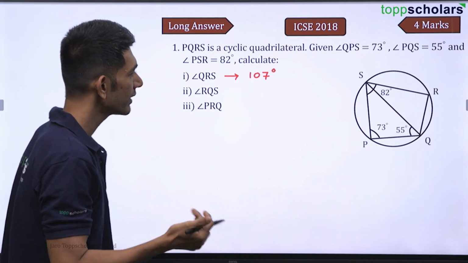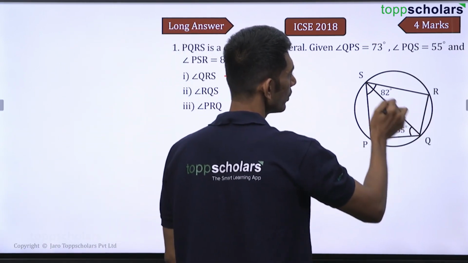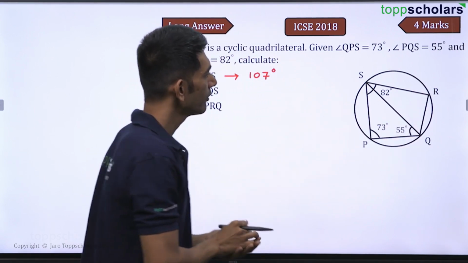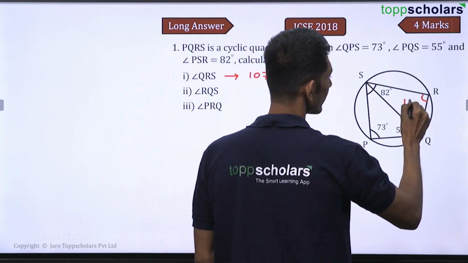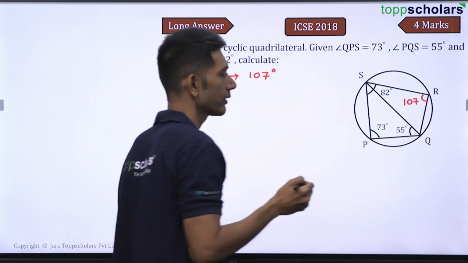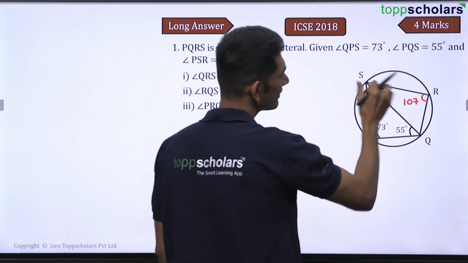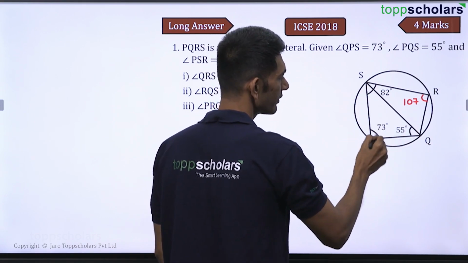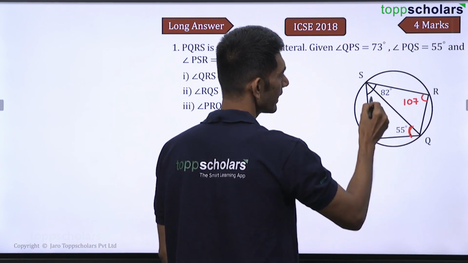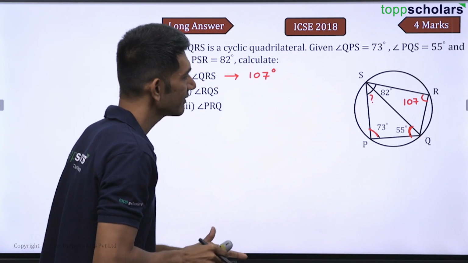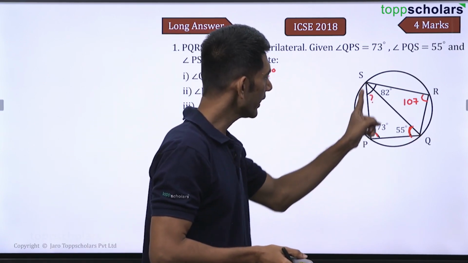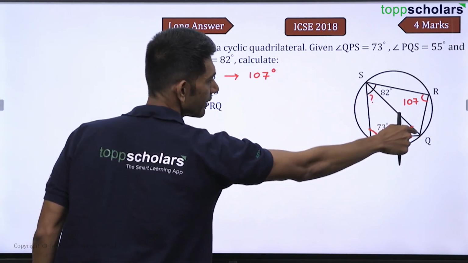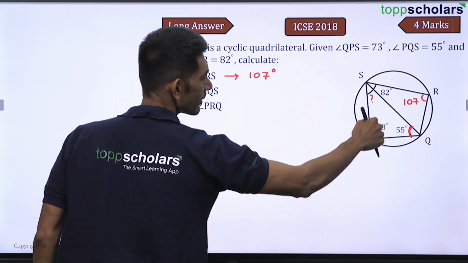Okay, let's focus on the second part now. RQS. So let us focus, where is RQS? Now understand, to find out RQS, firstly we know this is 107, correct? Now this entire angle is 82, but if I focus on triangle QPS, in triangle QPS, this is 73, this is 55. Can I find out this angle, that is angle QSP? So can I say the sum of the three angles here, that is SPQ plus SQP plus PSQ.